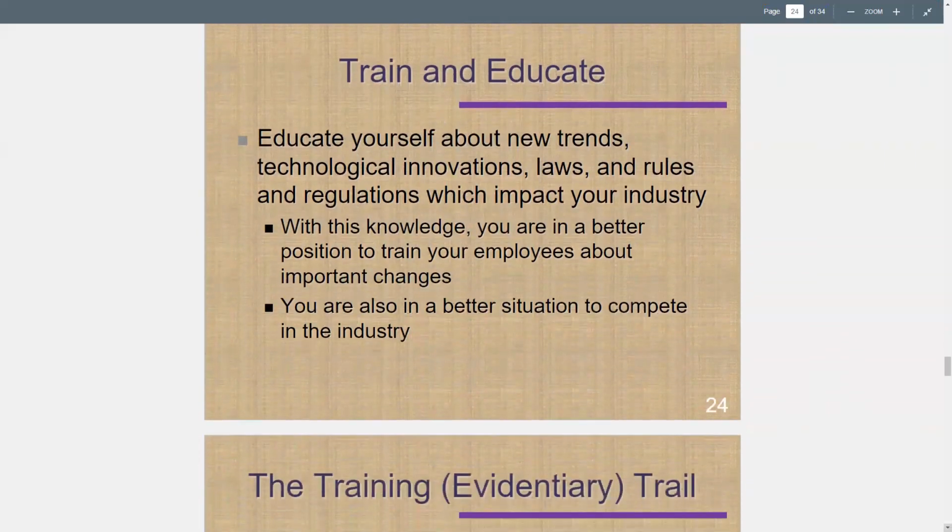And you always want to be aware of what the trends are, what the new laws in the area are, what juries and judges are doing in these areas, and what the new regulations are. It's going to put you in a better position to train your employees to anticipate future problems.